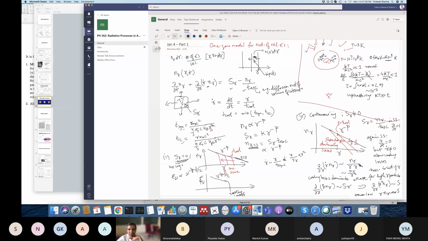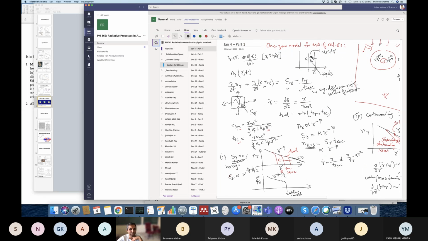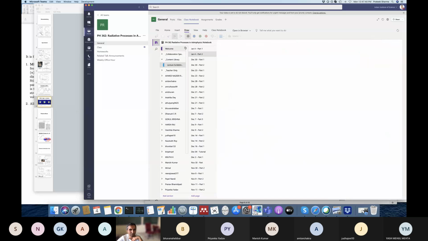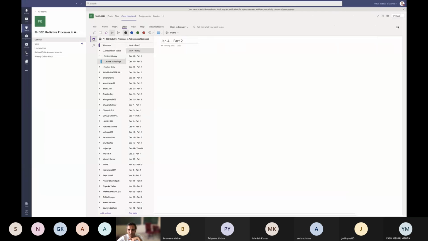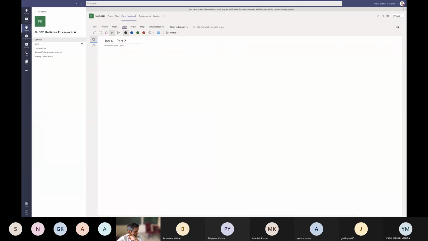Okay, so now we will start with the next topic. Now we will start with the plasma effects. So plasma effects.